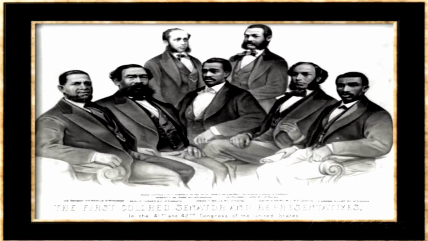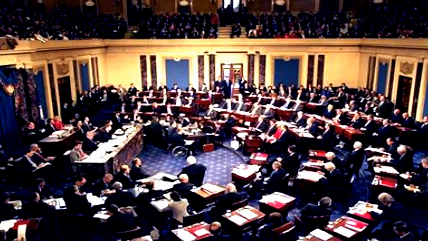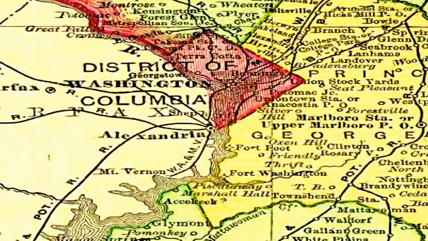The date is February 21st, 1871, and the 41st Congress is in session. I refer you to the Acts of the 41st Congress, Section 34, Section 3, Chapters 61 and 62. On this date in the history of our nation, Congress passed an act titled An Act to Provide a Government for the District of Columbia. This is also known as the Act of 1871. What does this mean? Well, it means that Congress, under no constitutional authority to do so, created a separate form of government for the District of Columbia, which is a 10 square mile parcel of land.